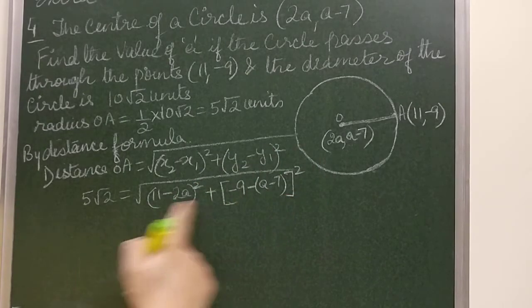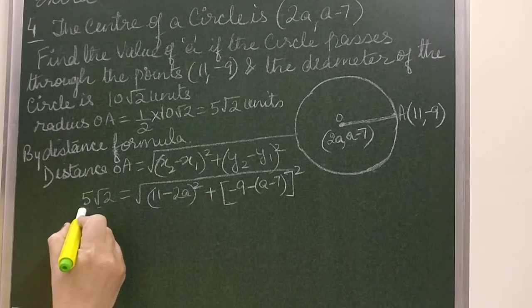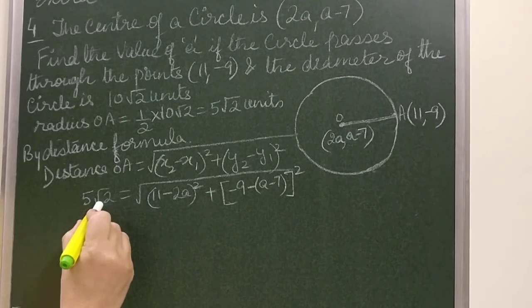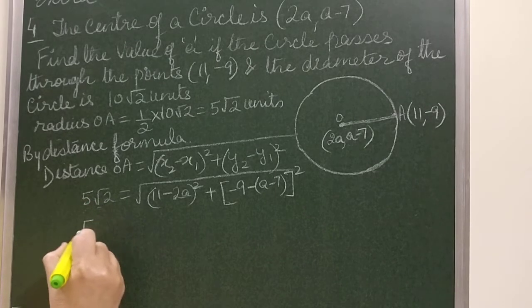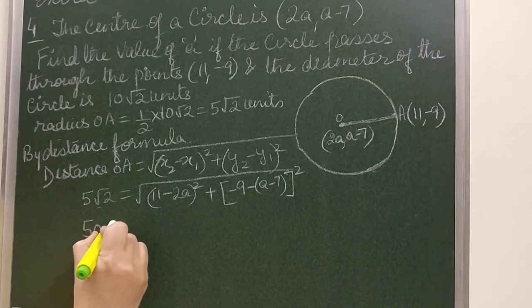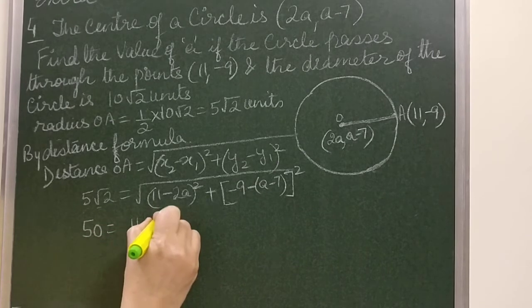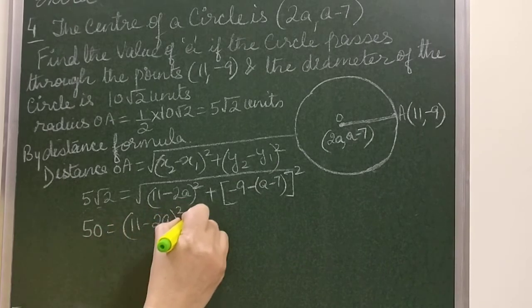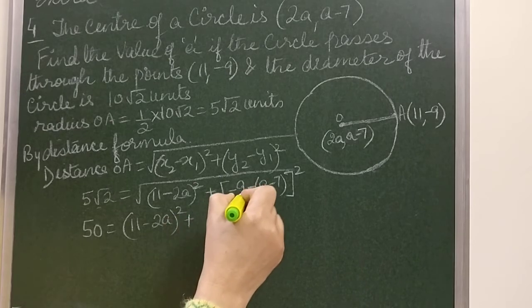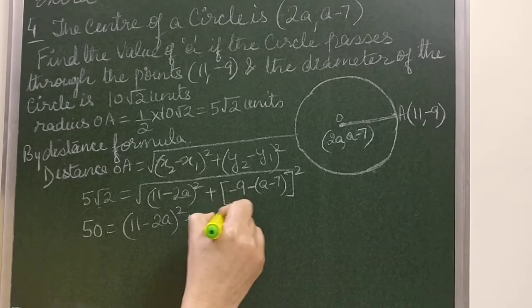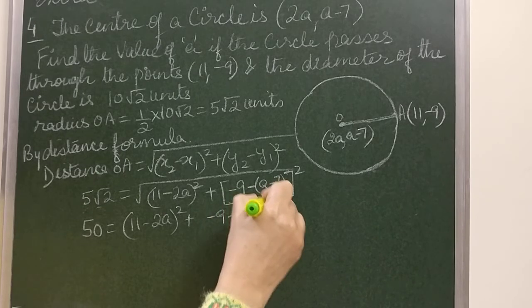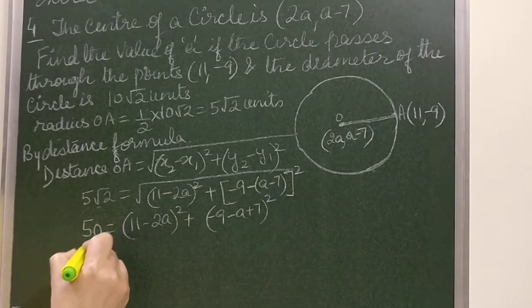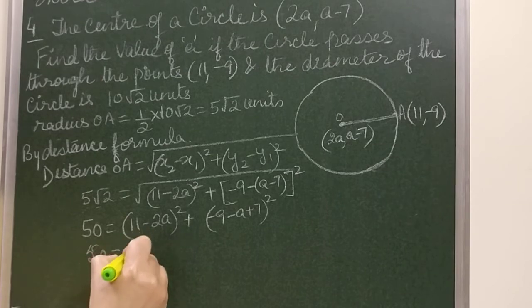Squaring both sides, we will get 5 square is 25, root 2 square will be 2, 25 twos are 50, right? So 50 is equal to 11 minus 2a square plus, here we get minus 9 and minus a plus 7, the whole square.